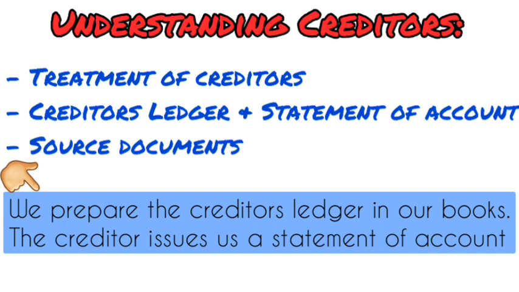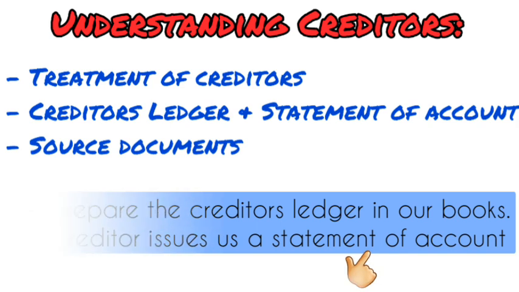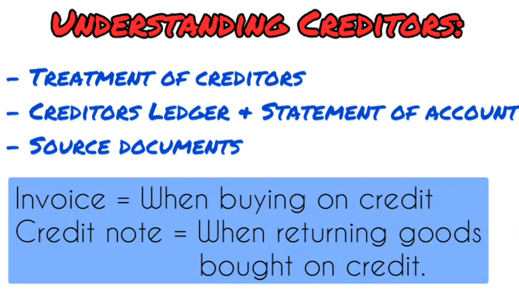Hence, the statement in the blue box there, it says, we prepare the creditor's ledger in our books, and the creditor issues us a statement of account. Basically, it's to just reiterate on that point that a creditor's ledger is what we prepare in our business, in our books of the account we have with Cash Build. And then Cash Build will now come back and give us a statement of account of what they have prepared in their books, because remember, my creditor is also a business on their own.